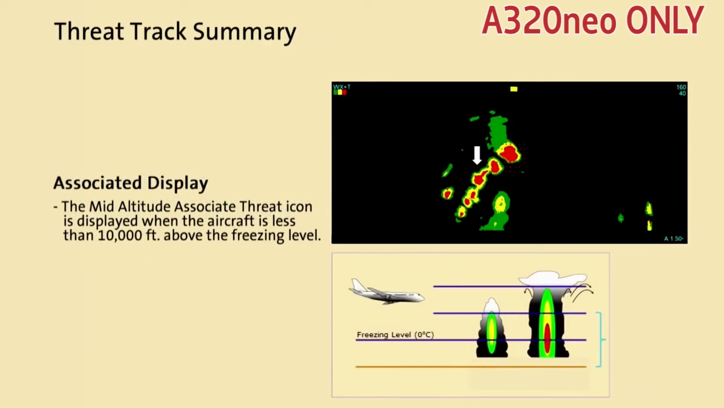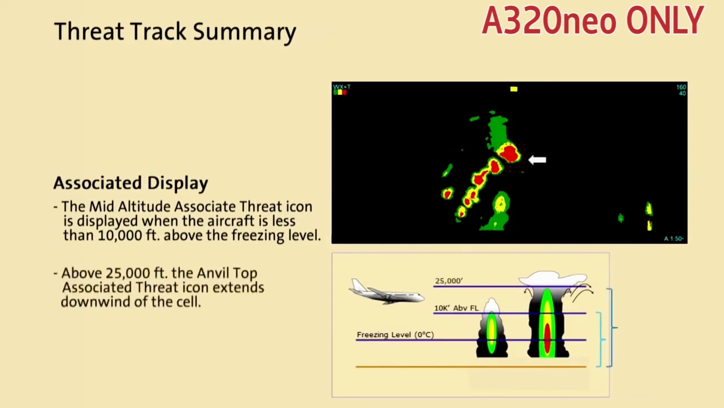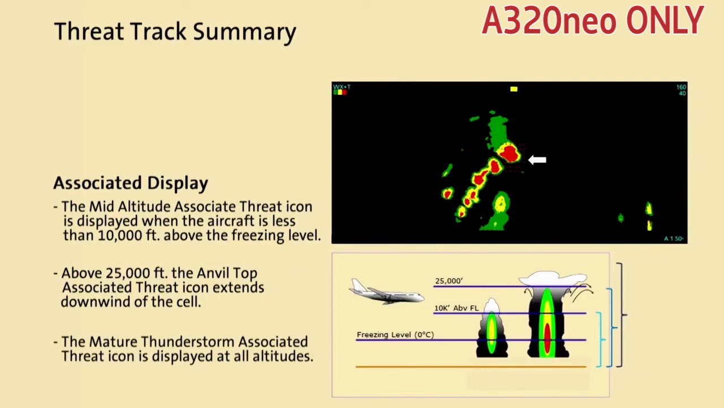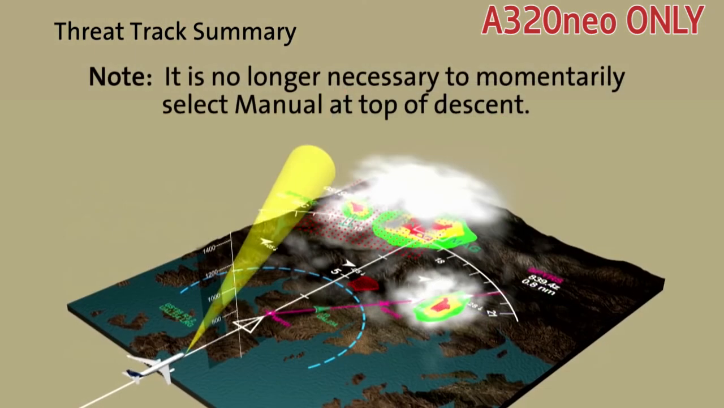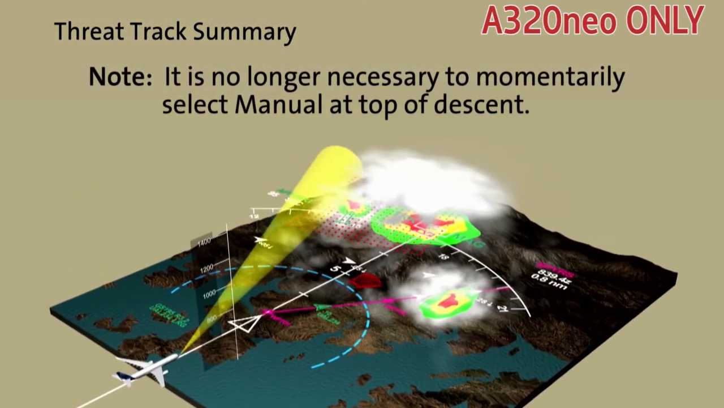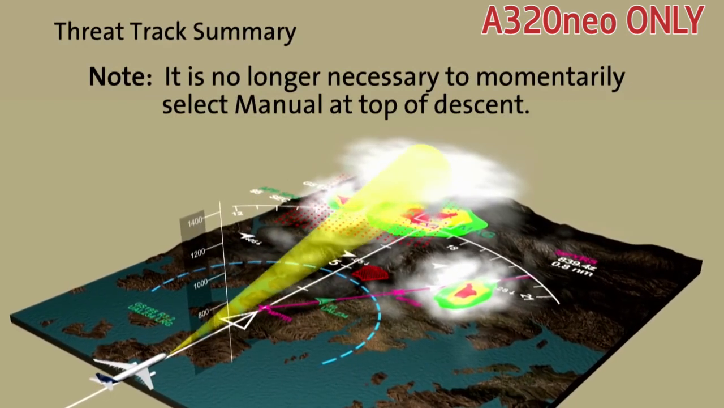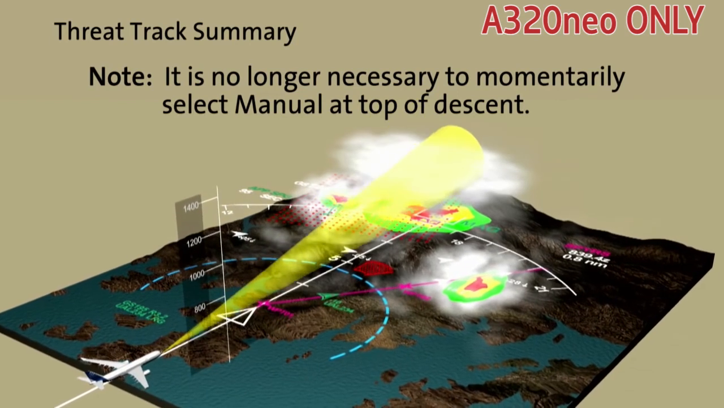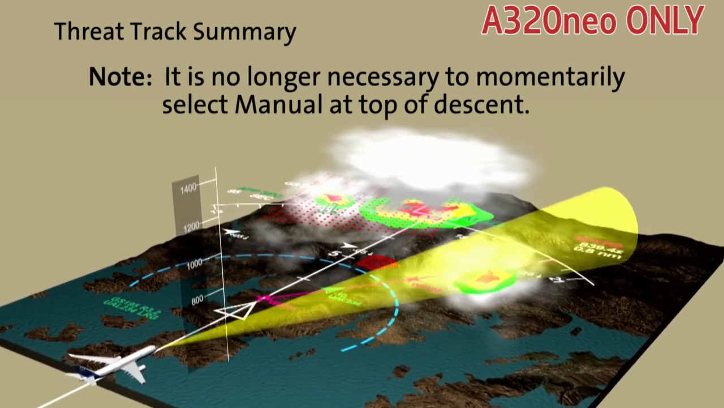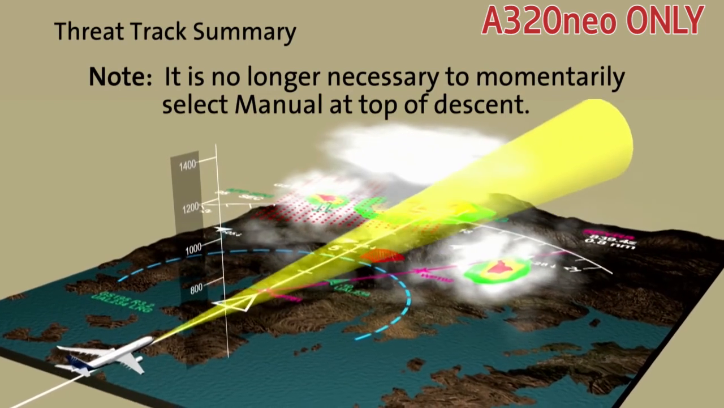The mid-altitude associated threat warning is displayed when the aircraft is less than 10,000 feet above the freezing level, and the anvil top associated threat region is extended downwind of the cell above 25,000 feet. The mature thunderstorm associated threat is displayed at all altitudes in all phases of flight. Note that when an aircraft commences its descent, the ThreatTrack software automatically scans down along the aircraft descent flight path, so it is no longer necessary to momentarily go to manual at top of descent, as in previous versions of the MultiScan software.